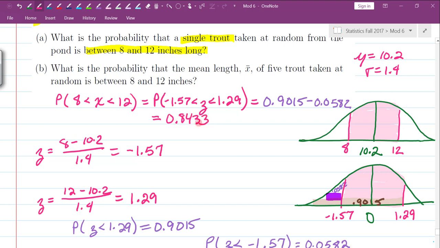So for part A, it says, what's the probability that a single trout taken at random from the pond is between 8 and 12 inches long? The probability is 0.8433. That is the probability. So right in here, 0.8433. That's the area between 8 and 12.